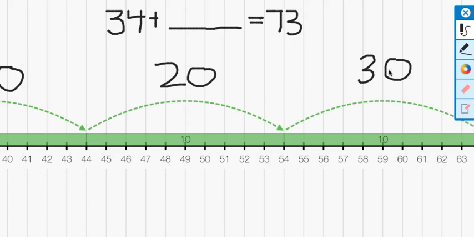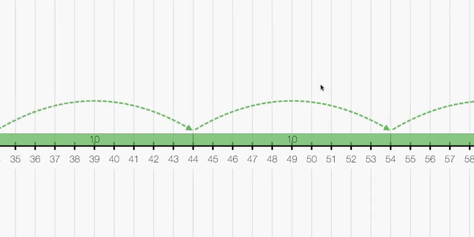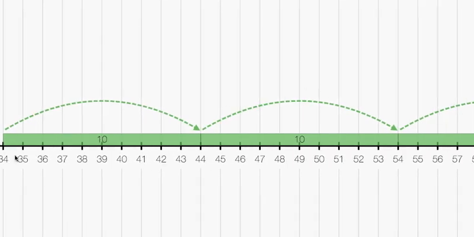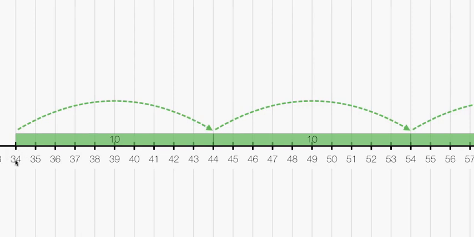So we're going to start on the number line, and I'm going to get rid of my numbers here first, and we're going to start at 34. We need to figure out how far it is from 34 to 73. And the easiest way to do that is to count up by tens. There's other ways, but I find it easier to start with the biggest jumps possible.